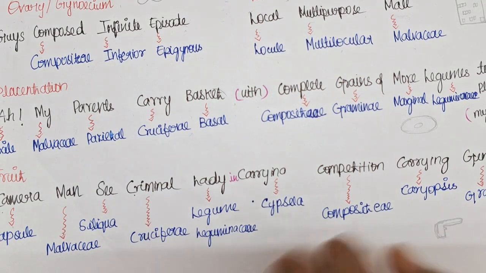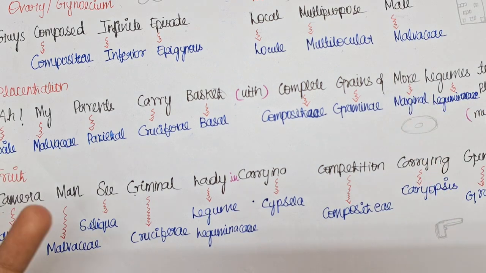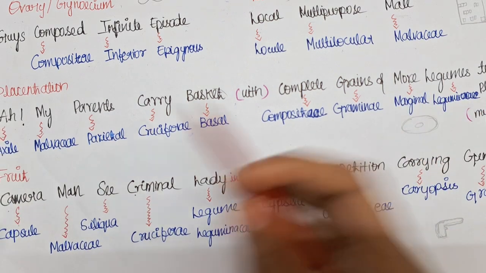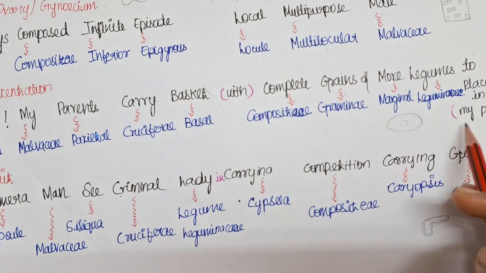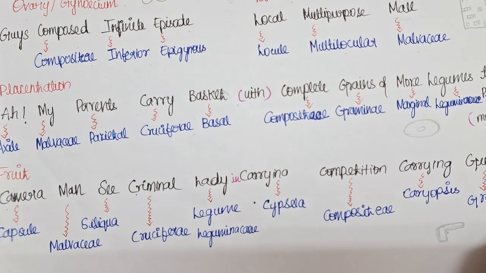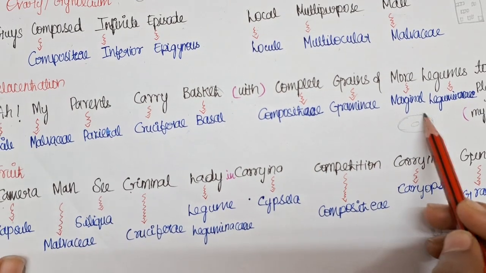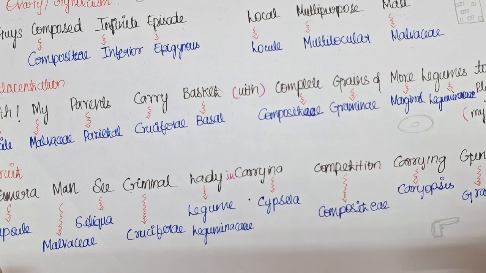Okay, in that basket they are giving complete grains for your health, and they have added more legumes also. So why are they carrying all this? To place in your plate. So to place in my plate, my parents carry a basket with complete grains and more legumes to place in my plate. Imagine this as your plate.